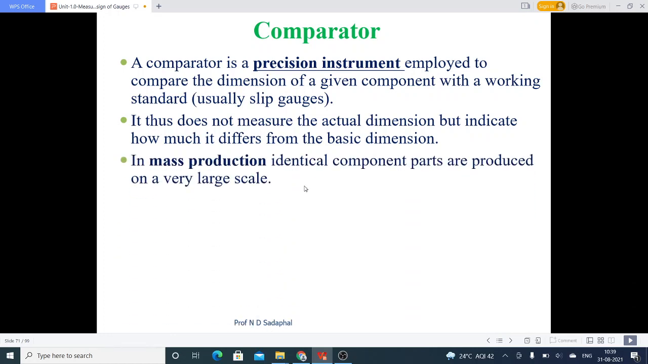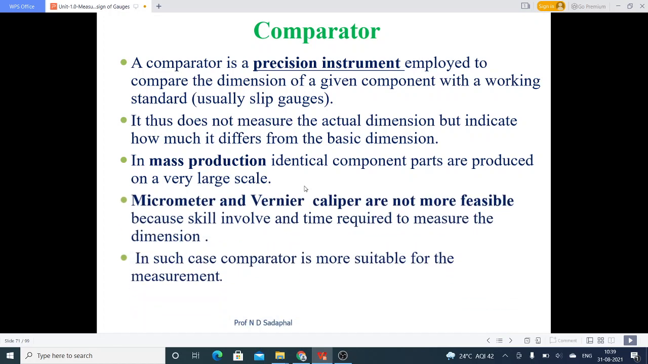In mass production, identical components are produced on a very large scale. All of you know mass production is only for large scale components. So general instruments like vernier caliper and micrometer are not feasible for use because they require more skill for measurement. So at that time comparators are used to compare your dimension with the standard one.